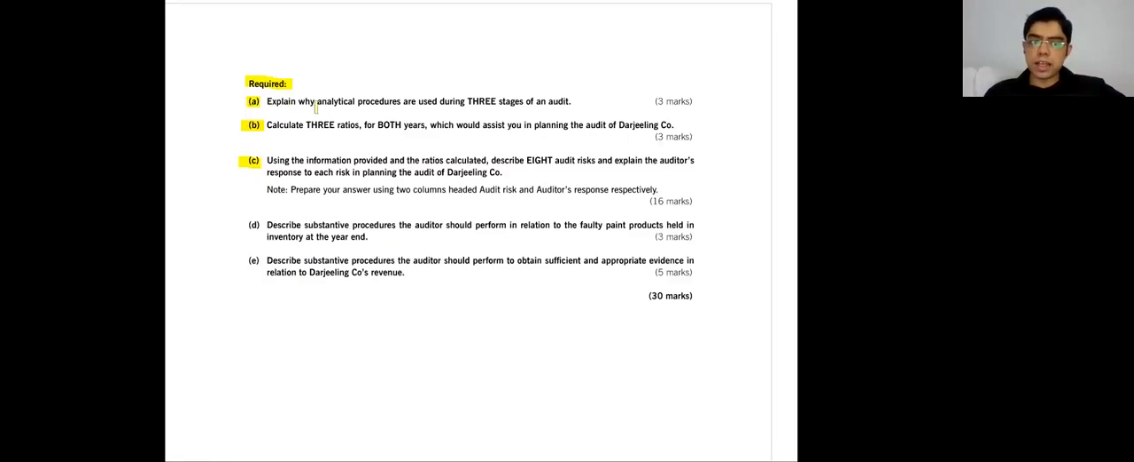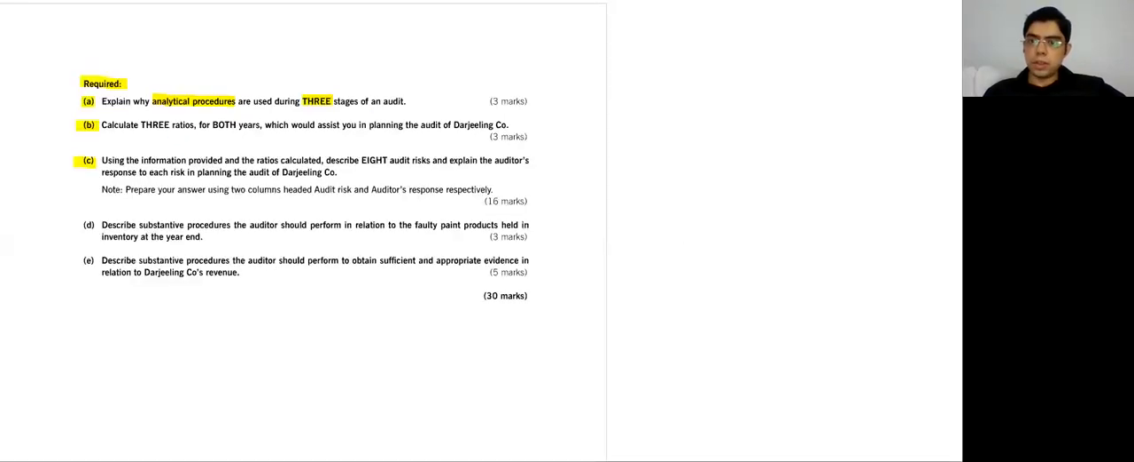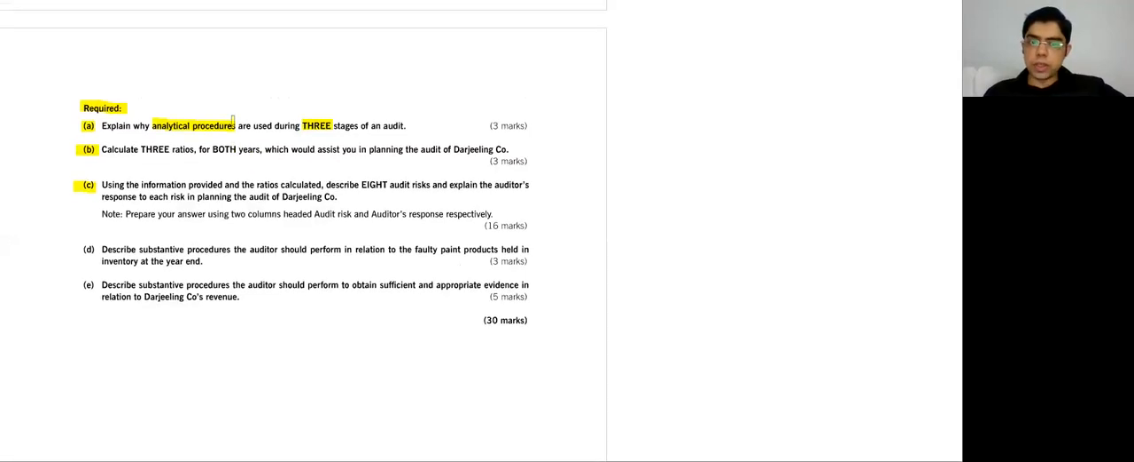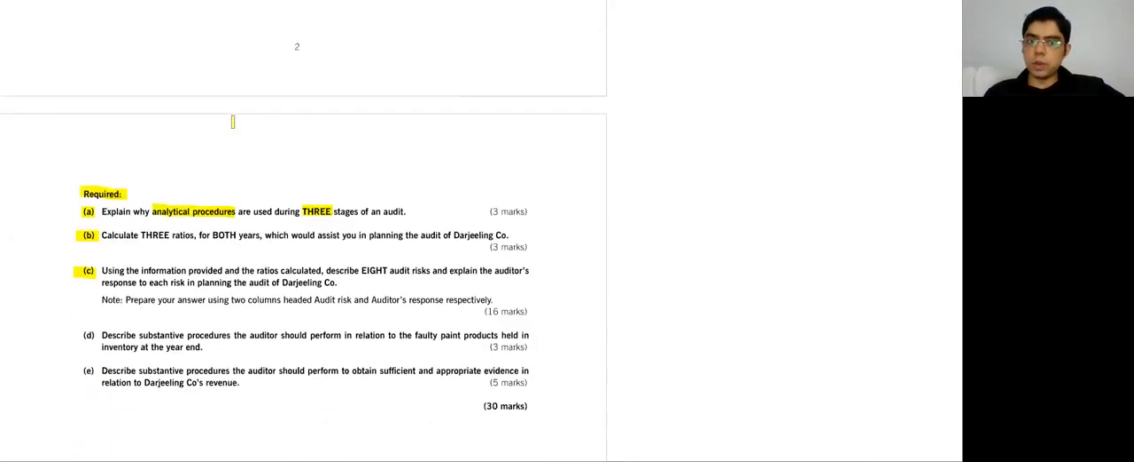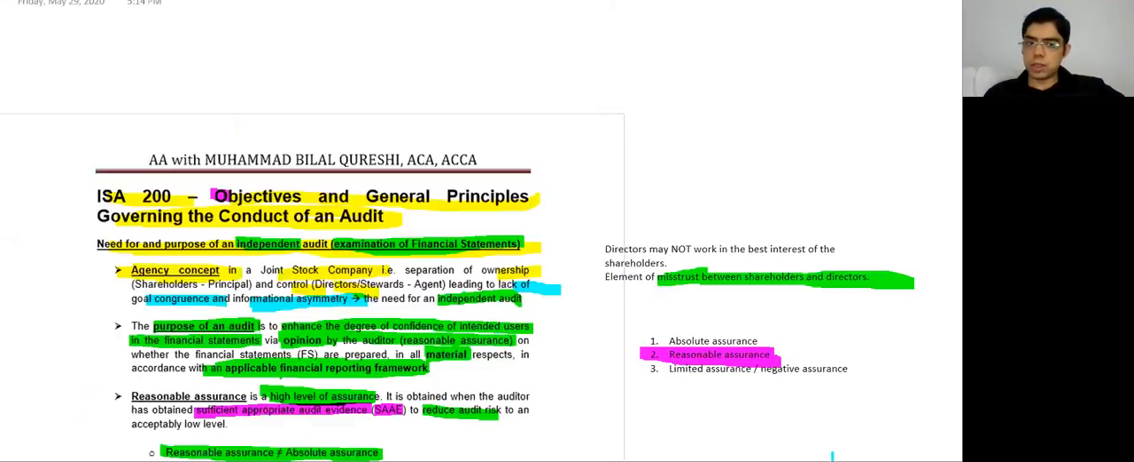Requirement A is: explain why analytical procedures are used during the 3 stages of an audit. Now, you've all heard of analytical procedures. We haven't covered them in all the 3 stages, but we've covered them in one of the stages. So let me help you on this one. Analytical procedures during 3 stages of an audit. Now, let me take you back to the notes.